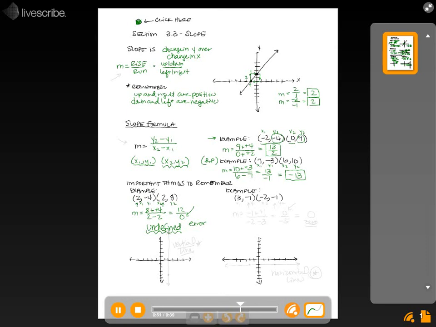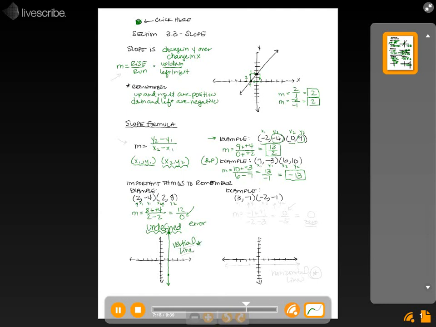Now we're going to graph those real quick. You don't usually have to do this. You're just going to have to find the slope and tell me it's undefined. But I want you to see what this line looks like. So let's plot these. (2, negative 4) is down here. (2, 8) would be way up here someplace. And we're going to connect those two. When we connect them, we get a vertical line.